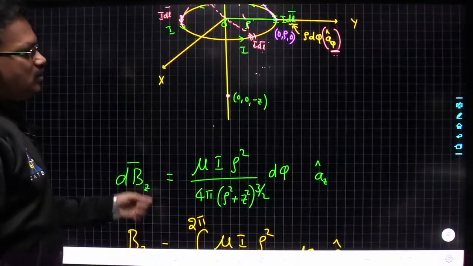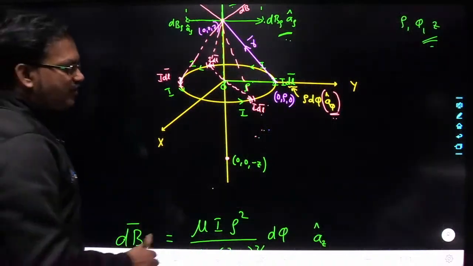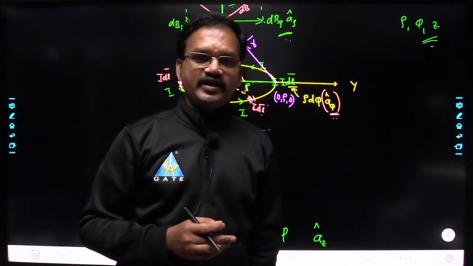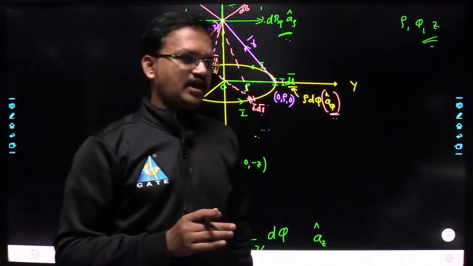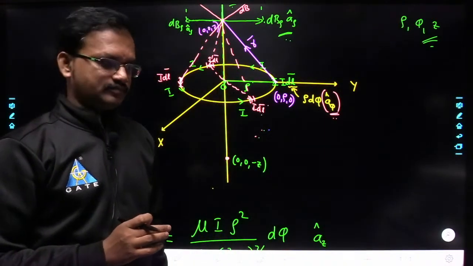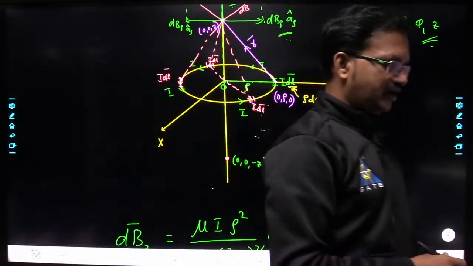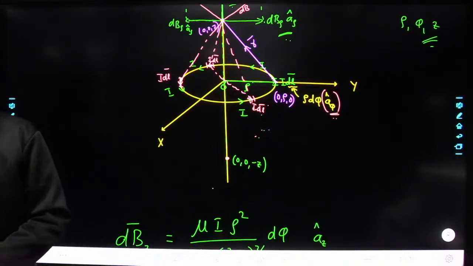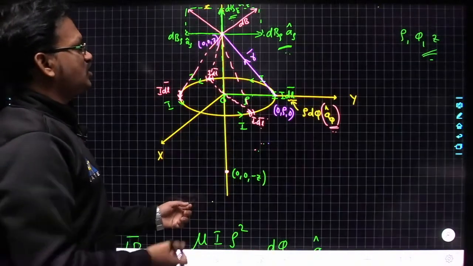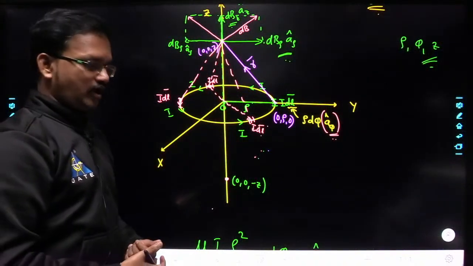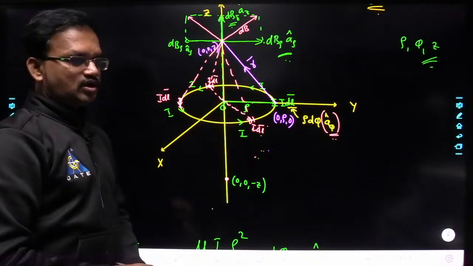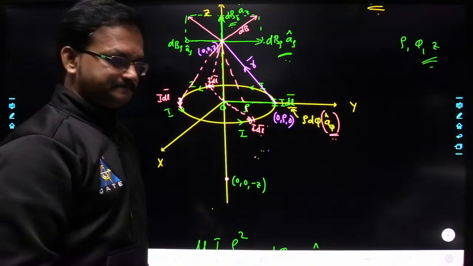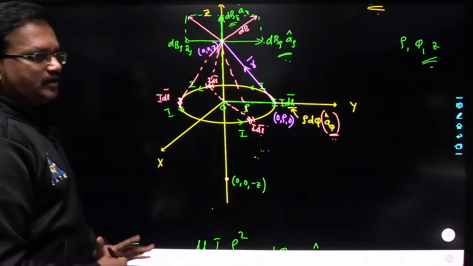Okay. So now tell me, what is the B field that you are going to get at 0, 0, minus z? Will it be the same expression or different expression? At 0, 0, z we have determined the B field, right? Now what is the B field at 0, 0, minus z? Will it be same or different? That's what I am asking.